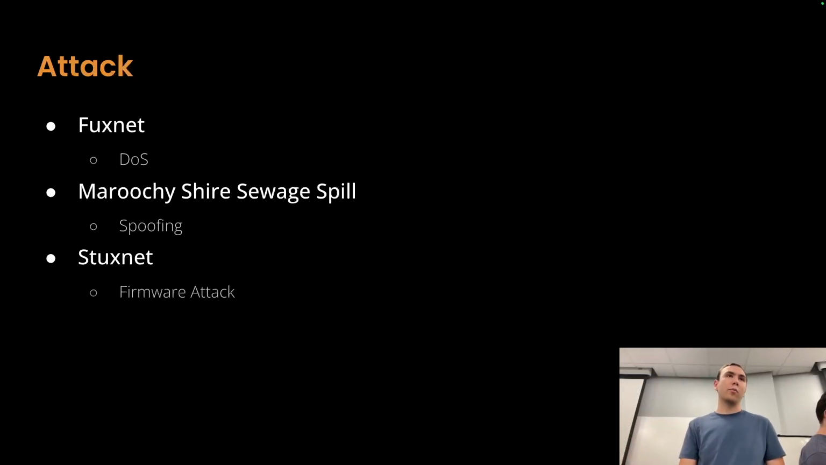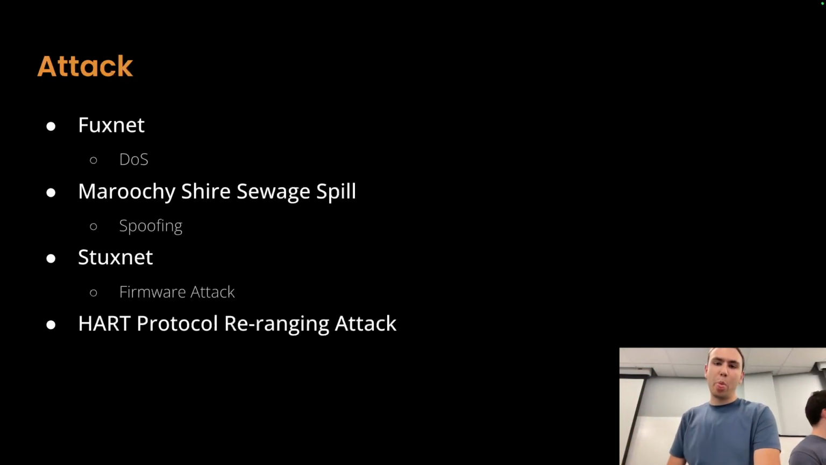So Stuxnet did a firmware attack on some of the actual motor controllers, so the actuators, to allow them to go faster than they were actually programmed to do at the start. And then we have this HART protocol rearranging attack, which was just basically they were able to do some smart config changes. And this is one of the only attacks that actually utilized the fact that some of the sensors you can actually configure. So yeah, smart change configs.